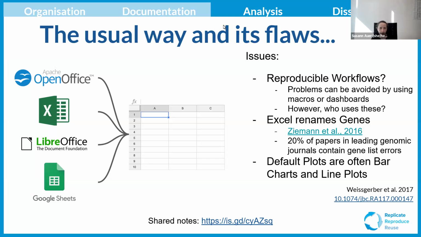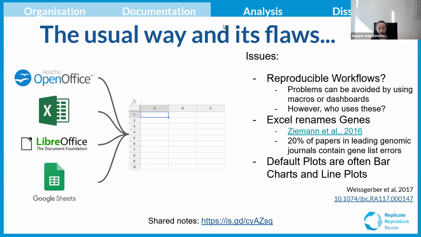Another thing with spreadsheet software is that if you, for example, use Microsoft Excel, there was a paper in 2016 where it became clear that Excel, for example, is renaming some of the data you have in your spreadsheet. So here it was Excel renaming gene names. So what the authors did is they did something like a meta research study. They scanned the leading genomic journals, so really big names in the world of genomes.